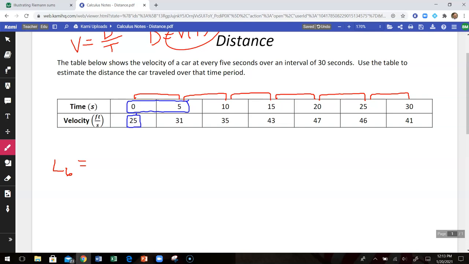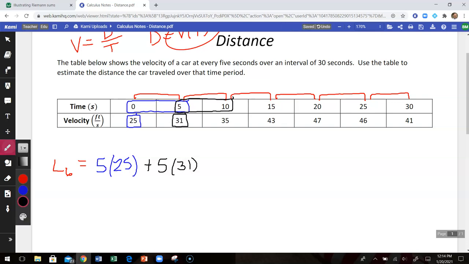So that first interval would have a width of 5 and a velocity of 25. The problem here is we don't know the velocity at every single moment over that interval. So I just have to say, from 0 to 5, let's use 25 as the velocity for that time interval. Then if I'm doing left endpoints, from 5 to 10, I'm going to use my velocity at 5. So I'm going to add another 5-second interval where the velocity was 31. And I'm going to continue in this fashion.